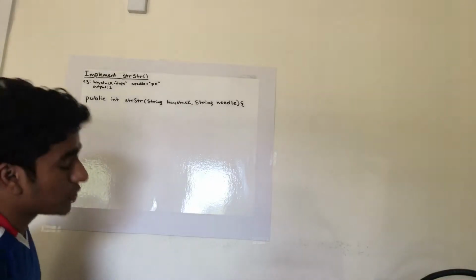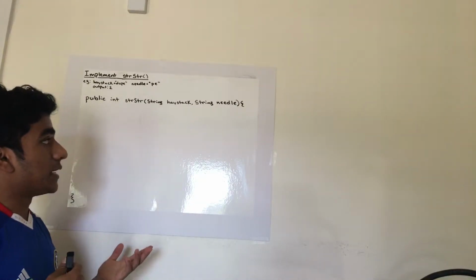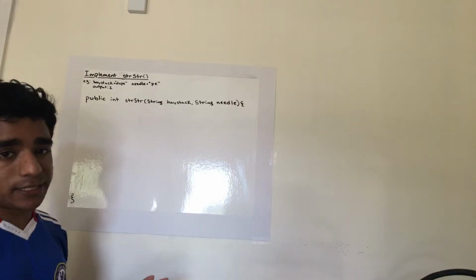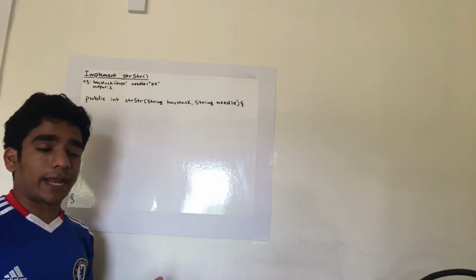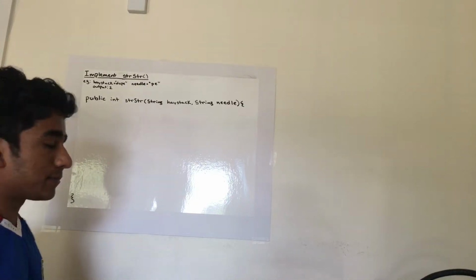So, the first thing you should do is check if haystack or needle are null, or if needle is an empty string, then you would want to return 0. But I'm not going to write that stuff down just because I assume you should know that, and there are other things that you should check, just like edge cases.